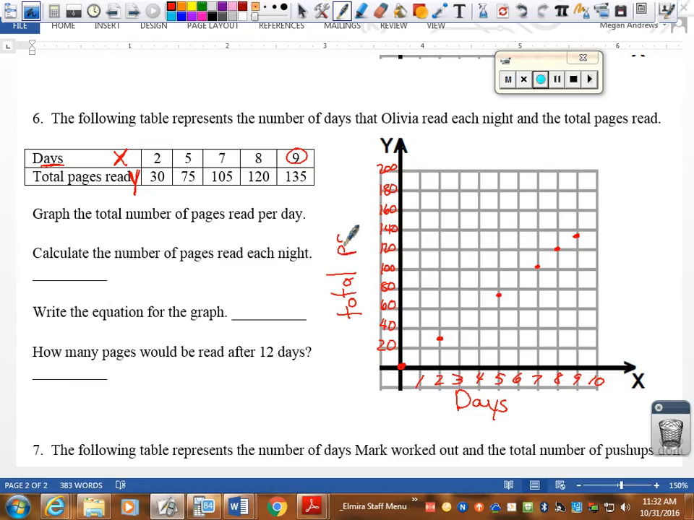Total pages read. Okay? Don't overthink these labels. They're the same thing as what the labels are in the boxes. And an arrow. Okay? The rest of this I expect you to do on your own.